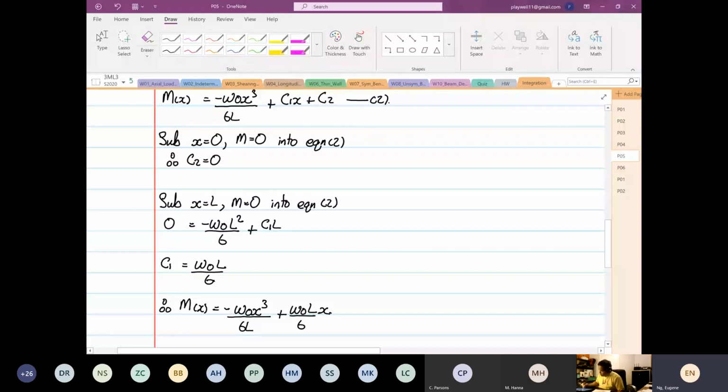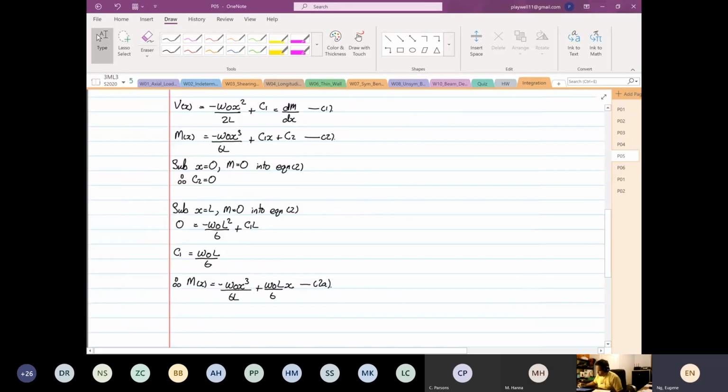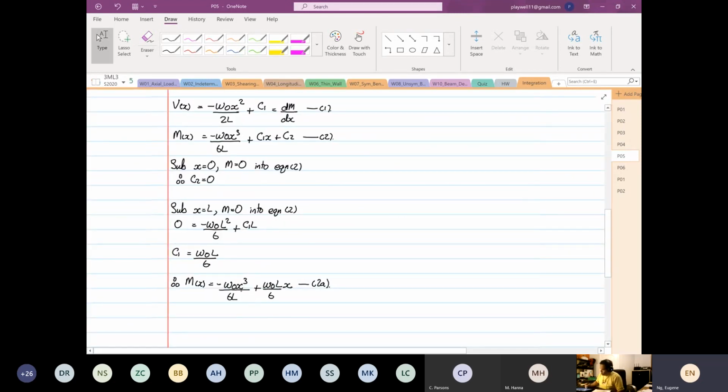Okay, so I hope I've done my integration correctly. How to know that this is right? When you substitute x equal to 0, this whole thing will be equal to 0.